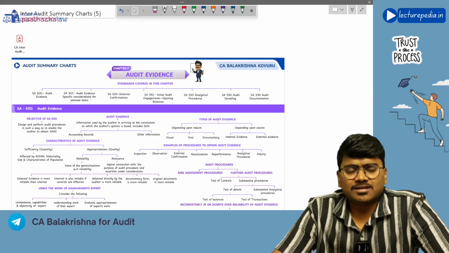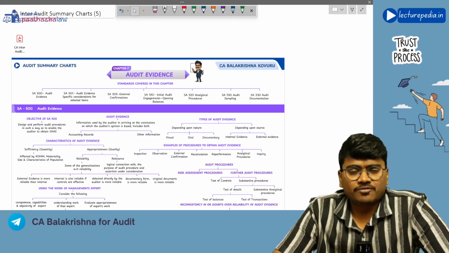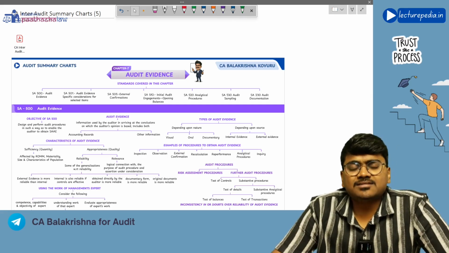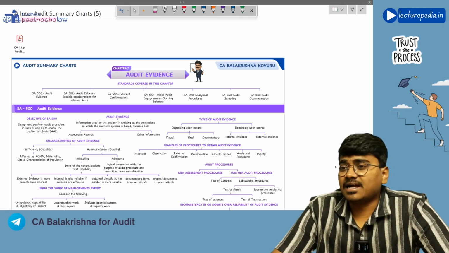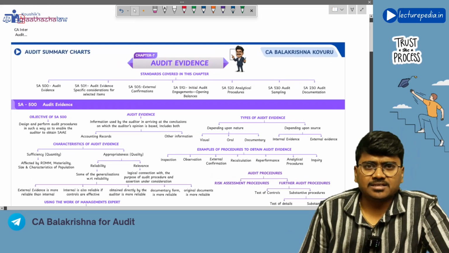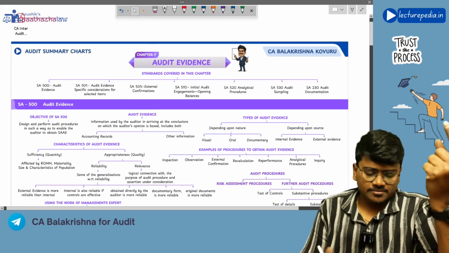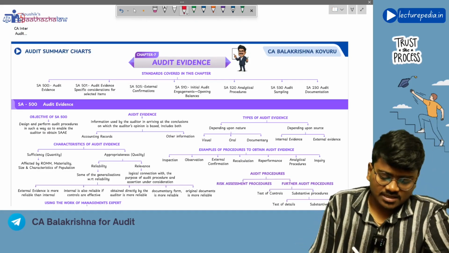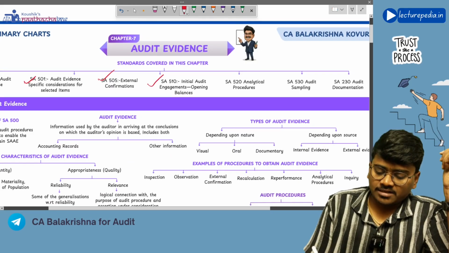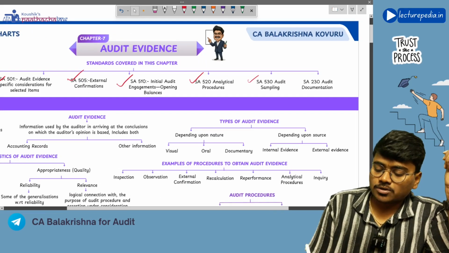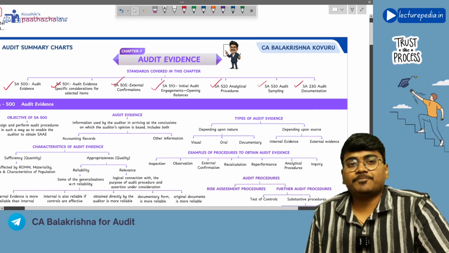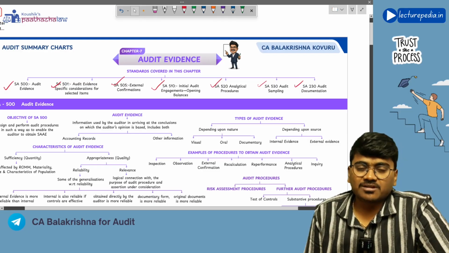Till the previous class, we have completed 6 chapters revision of CA Inter Audit. In today's class, we will start with the revision of the 7th chapter, which is audit evidence. Basically, in this 7th chapter, you will have 7 standards, mostly from the 500 series. Here is the list of standards: SA 500, 501, 505, 510, 520, 530, and also SA 230. All these 7 standards we are going to revise in this particular class.